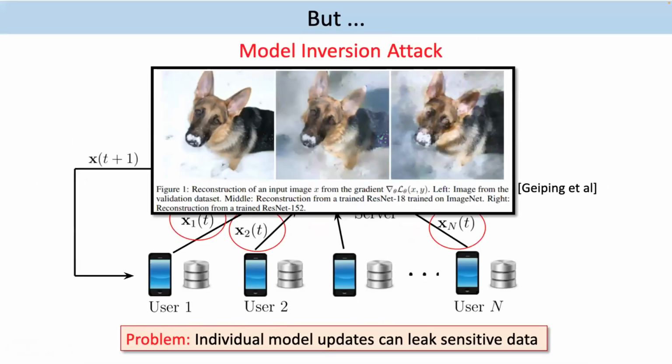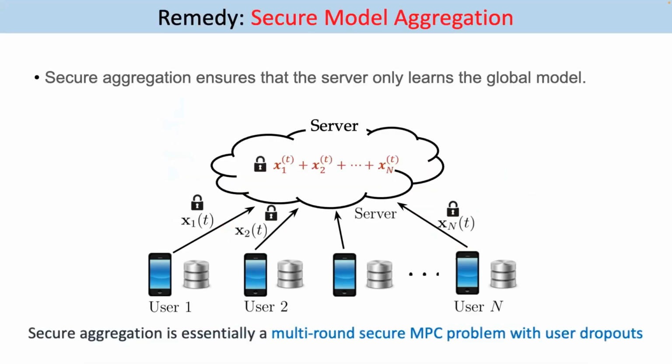That's very good. But as we all know, since the locally trained models are moved back to the server, it is possible to invert the models and apply model inversion attack. And you're very familiar with various model inversion attacks. For example, here is one where you are reconstructing an image that was used in the training by inverting the trained model.